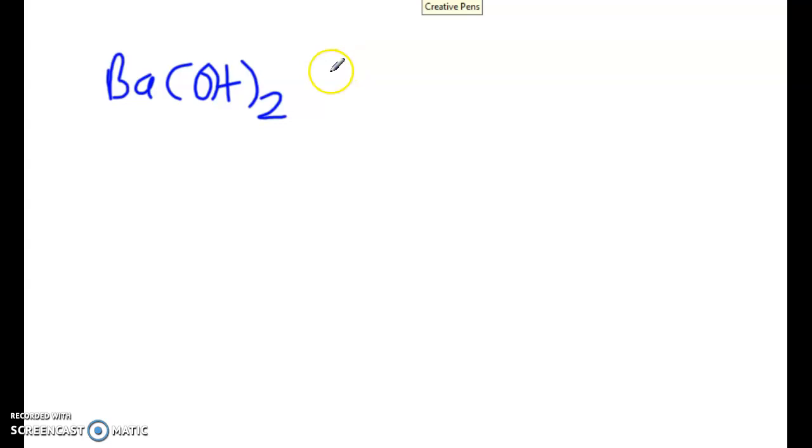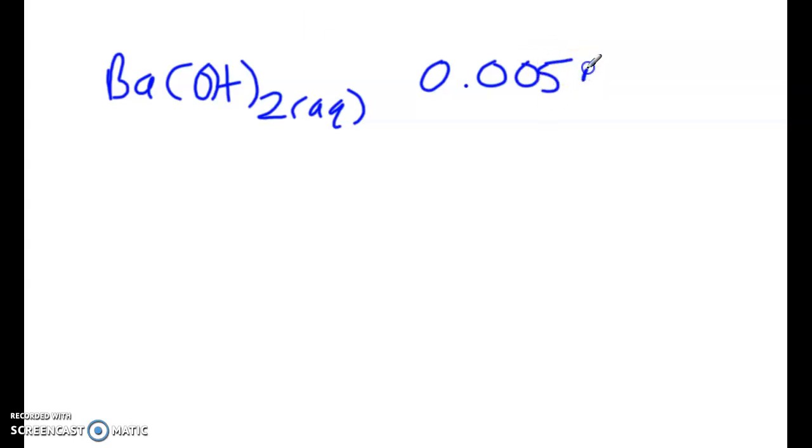Okay, so now let's consider if we had a base. Let's say we had a barium hydroxide solution that had a concentration of 0.005 moles per liter. Remember that you're dealing with a hydroxide. First of all, you cannot solve for pH here. You'd have to solve for pOH first.